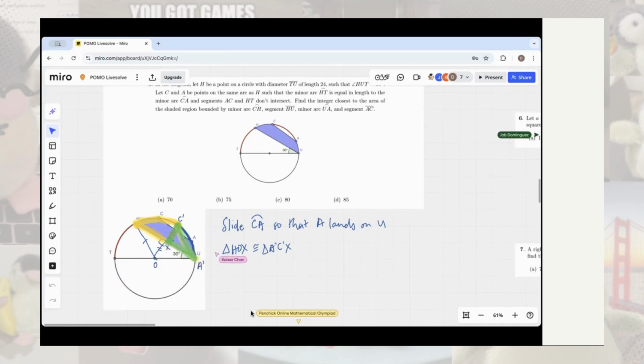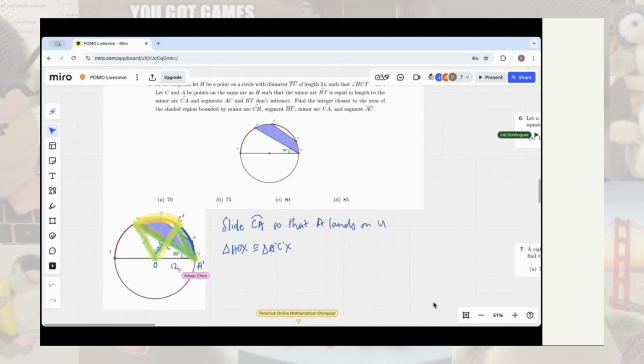And then since we have this, we know that the green region, so C prime A prime X, has the same area as HOX. So we have that. Good. And now the new region, it's this one. That's a 60-degree sector. So the area of that is just 1/6 of the entire circle. And since TU has length 24, the radius is 12.